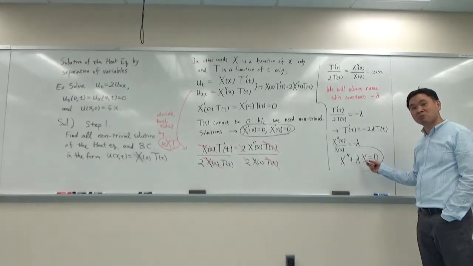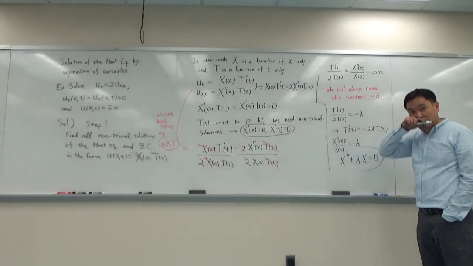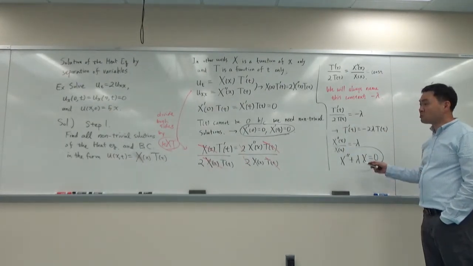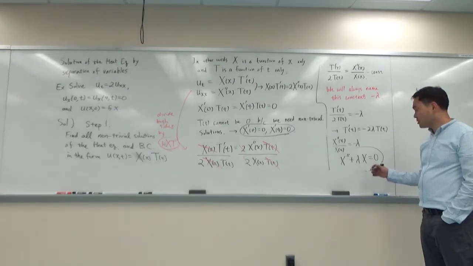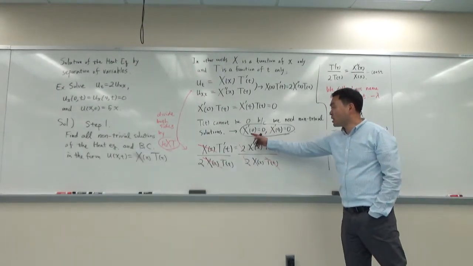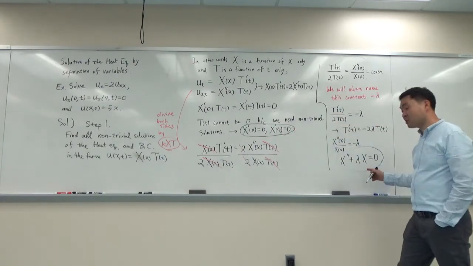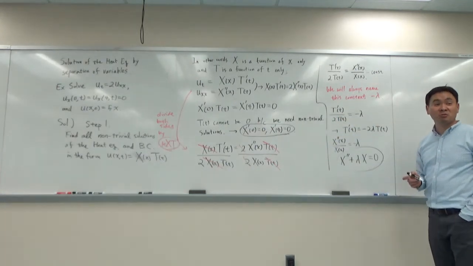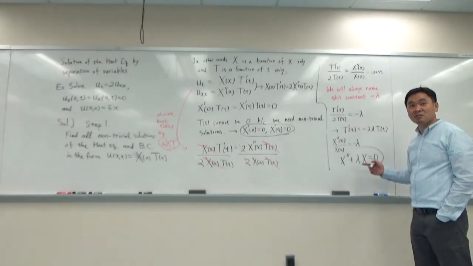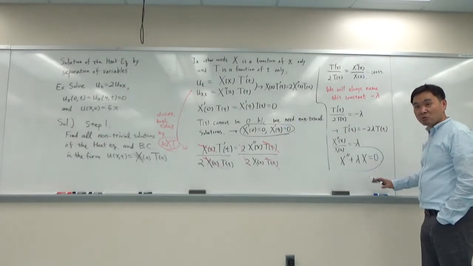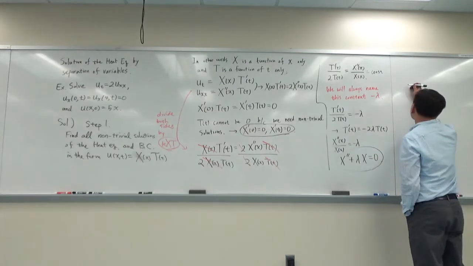Y double prime plus lambda y equals 0, okay? So, this is the Sturm-Liouville problem with y prime of 0 equal to 0 and y prime of 4 equal to 0, and we're looking for all non-trivial solutions. And that immediately tells you what lambda could be. So here I'm quoting our earlier result.